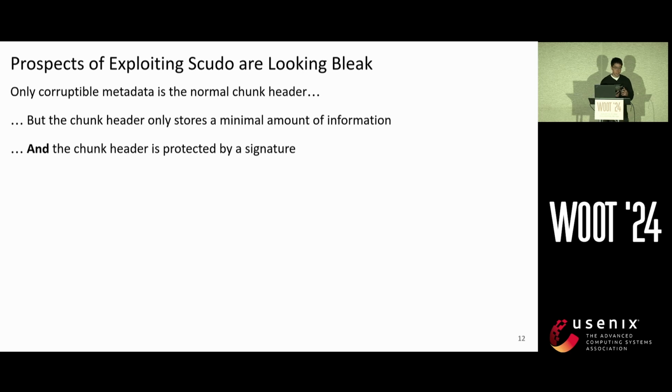All that said, looking at these security measures, exploiting the allocator looks kind of difficult. The only corruptible inline heap metadata is the chunk header, and that one only stores very few fields and is protected by a signature. So what do we actually do here?